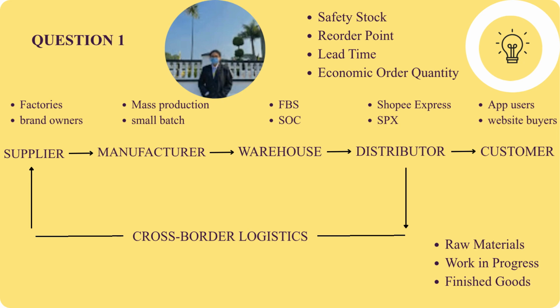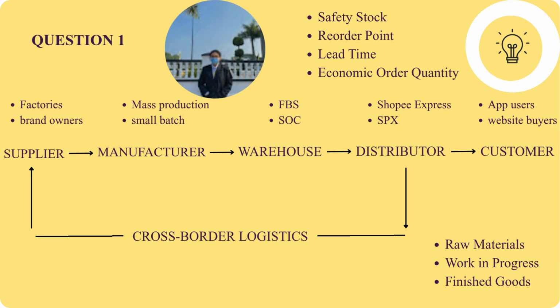Question 1. On my screen right now, I am showing a visual representation of inventory management in a supply chain. As you can see, inventory management involves controlling the flow of goods from supplier into a warehouse and then out to customer. Starting from the left, we have the supplier, which include factories and brand owners.